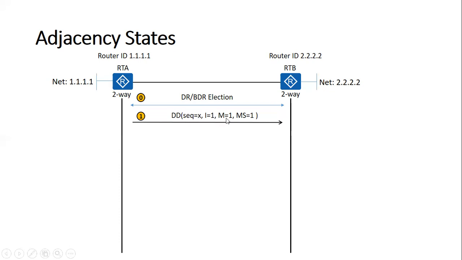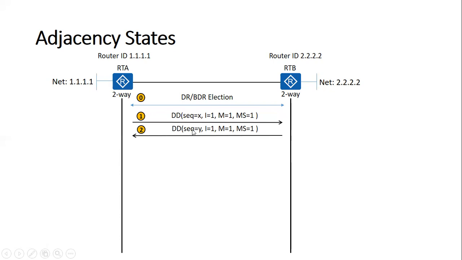And of course, I'll send more because remember, I have LSA that I'll send to you later. But for now, let's first establish who has control of the sequence numbers. So I have more, and it will assume to be the master. So the MS bit will be set to 1. And then in a similar fashion, router B will send its own DD.